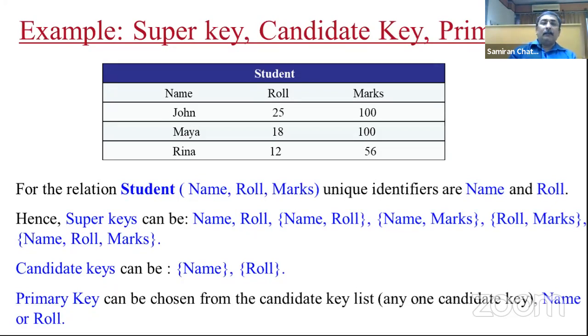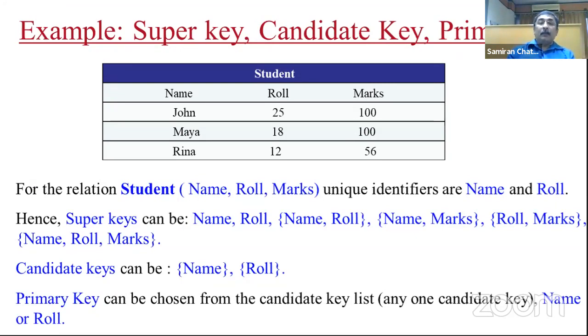Again, if I say Rina, I can come to a unique row in this particular table. So what does it mean? That means name is a unique identifier of this table. Similar is the situation with roll. If I say roll is 25, you cannot go to two different rows. If I say roll is 28, roll is 18, you cannot go to two different students in this particular table.